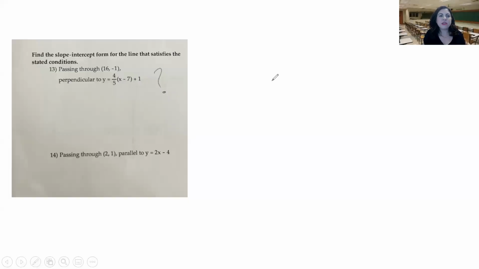Hello, so I am looking at writing the equations of lines in slope-intercept form that are parallel or perpendicular to a given line. I'm going to do this first one. Well, really, whenever we're asked to write the equation of a line, I like to start with the point-slope formula, especially since what we're given here is just some point, and we're trying to find the equation of the line. So the point-slope formula is y minus y1 equals m times x minus x1.